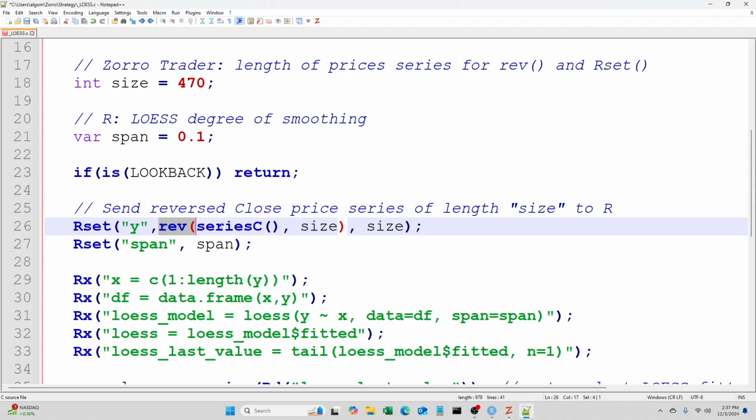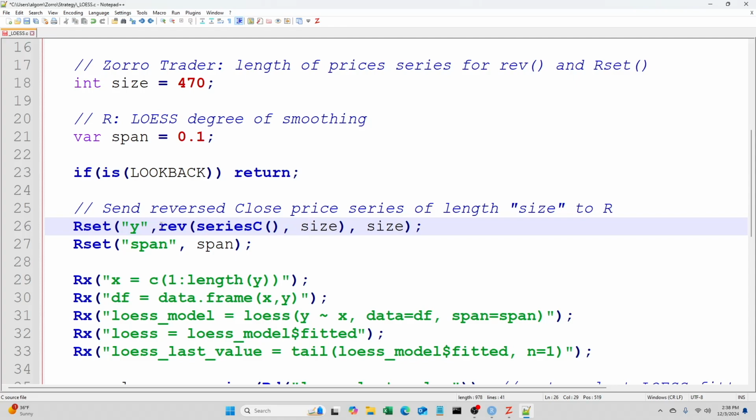And this reverse function takes as argument this array, which is a series of closing prices. This is a pointer, actually. It's a function that returns a pointer. It's like a series of closing prices, but we are just using a simpler thing than creating a series of price close and so on. And then we have to tell the reverse function what the size is so we can reverse it correctly.